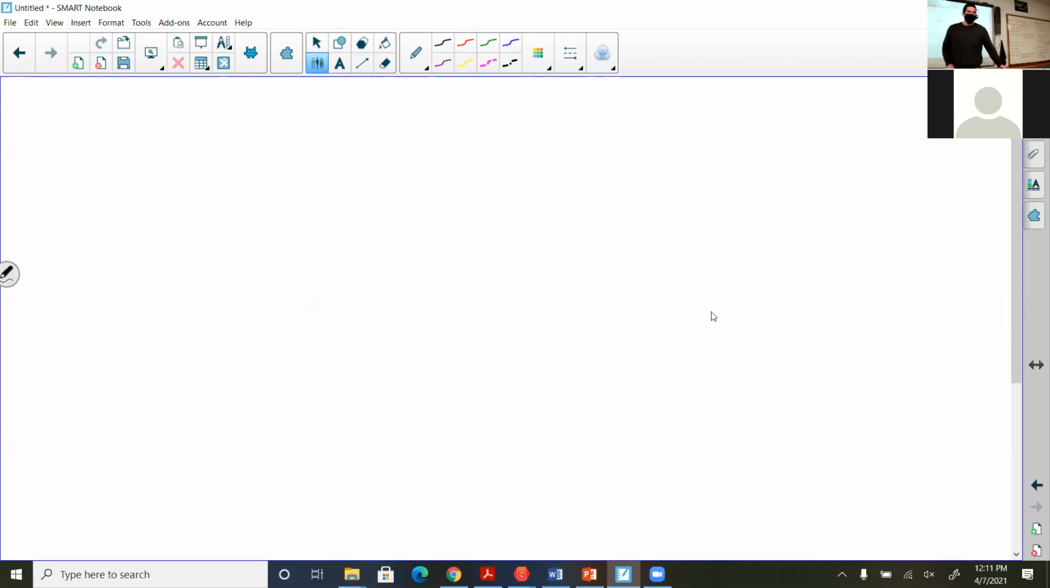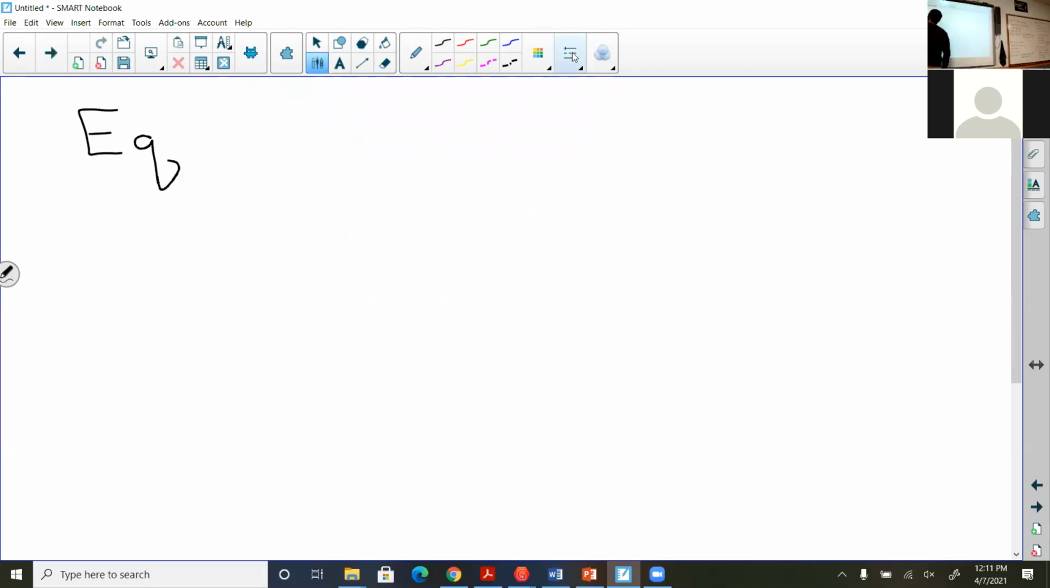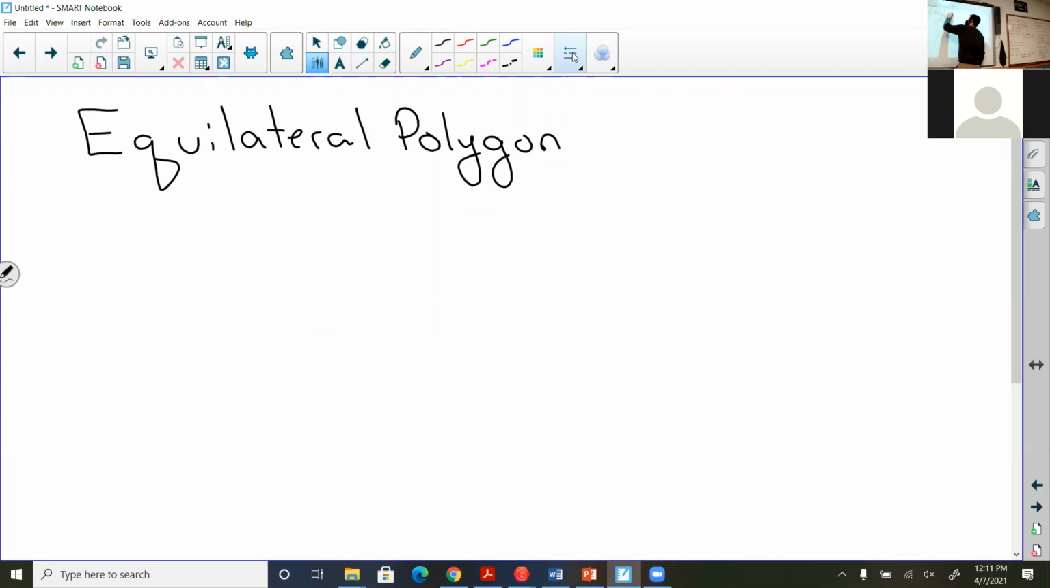All right, back to the notes. So we have polygons, we have concave and convex. What I'm going to lead into next are the regular versus irregular polygons. But before I can define what a regular polygon is, I have to go over two other words. The first word I want to talk about is an equilateral polygon.